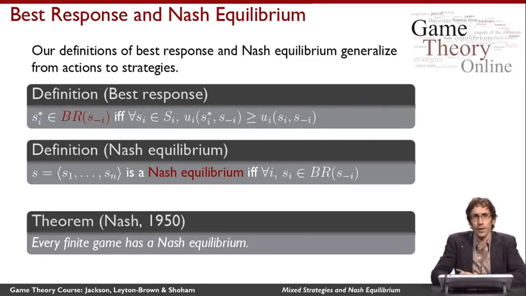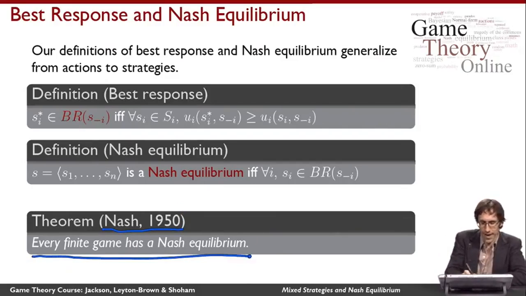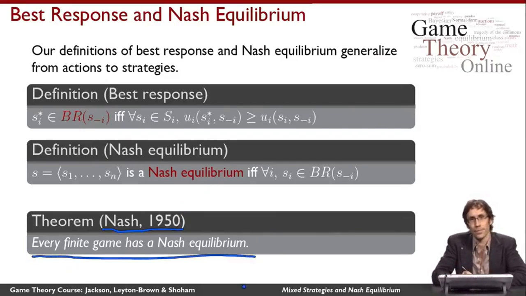But what does matter is that now that we have a new definition of Nash equilibrium, we're able to state a theorem that we didn't have before. And this is Nash's famous theorem. This is the reason why Nash gets the Nash equilibrium named after him. And this is one of the main reasons why Nash got the Nobel Prize. This theorem actually didn't take very long to prove, but it's a really important thing for game theory. And the theorem is that every finite game has a Nash equilibrium.